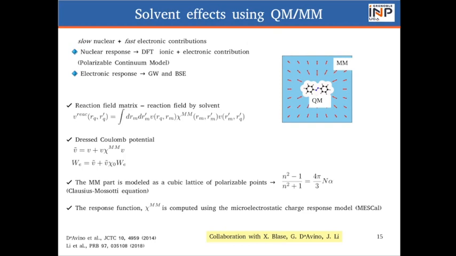We adopted an embedding scheme that was developed by our collaborators, Gabriel and co-workers, in which our environment is described both in the DFT, using the polarizable continuum model, for example, where you have both the ionic and electronic contribution to the dielectric constant. And then we only use the electronic one, which accounts for the faster electronic contribution, in the GW and BSE.